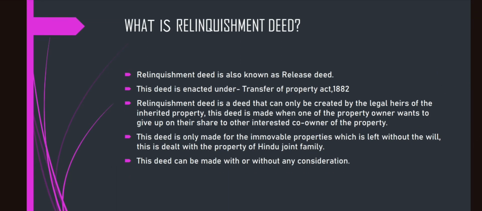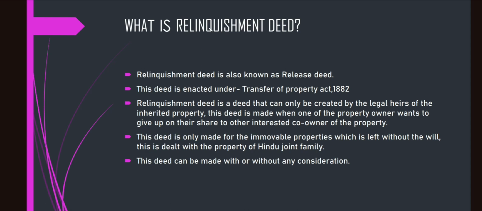A relinquishment deed is also known as a release deed. This name in itself shows its importance. Release deed means releasing a share in favor of the other person. This deed is enacted under the Transfer of Property Act 1882. A relinquishment deed can only be created by the legal heirs of the inherited property. This deed is made when one of the property owners wants to give up their share to the other interested co-owner of the property.